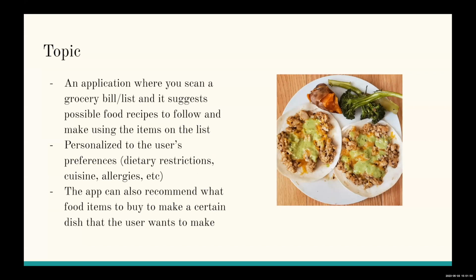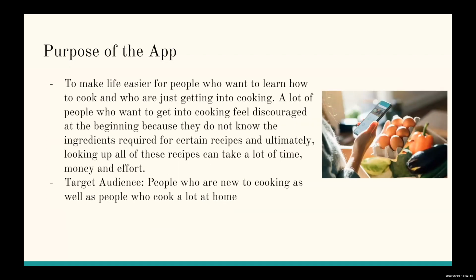This app can also work the other way, where we can recommend what food items to buy to make a certain dish that the user wants to make. So, for example, if the user wants to make an apple pie but doesn't know how to, they're able to just put that in the app, and the app will give them ingredients to buy to make an apple pie. The purpose of the app is to make life easier for people who want to learn how to cook and for people who are just getting into cooking.